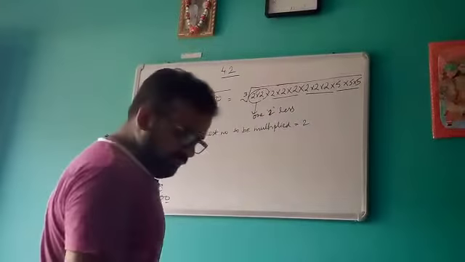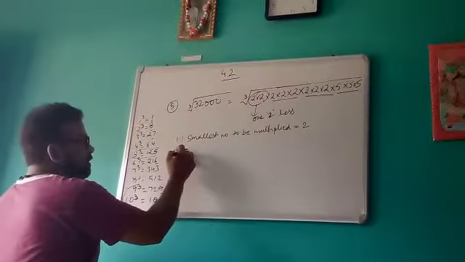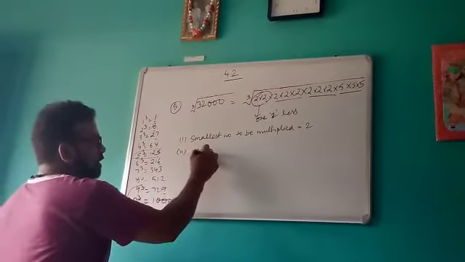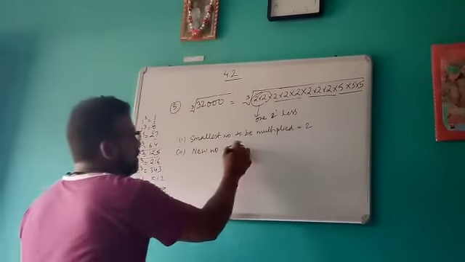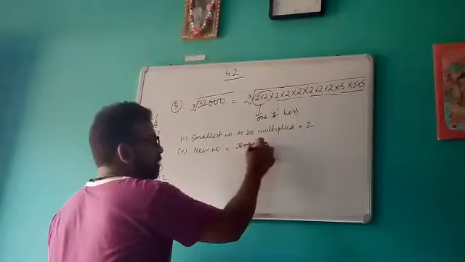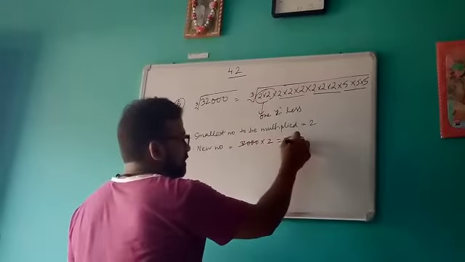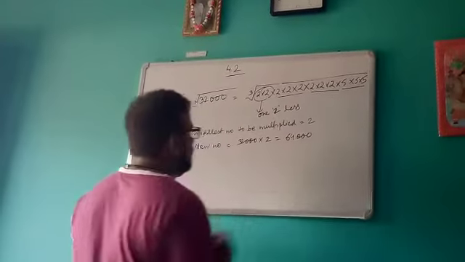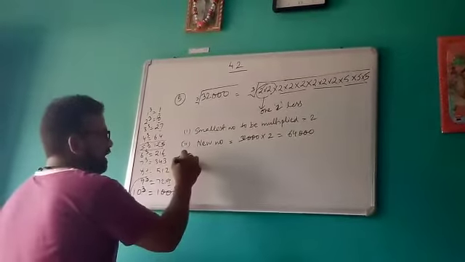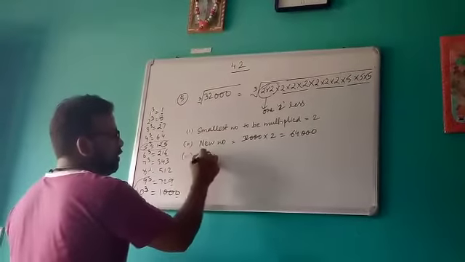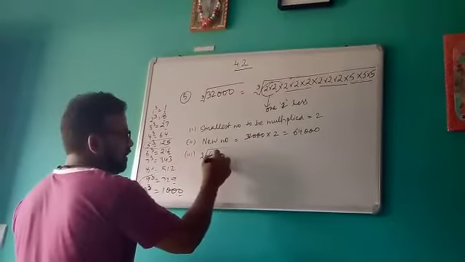Next thing which is asked, what is the new number? So our new number will be 32,000, which was our number, into 2, that is 64,000. That will be our new number. Next thing asked is the cube root of this new number, that is 64,000.